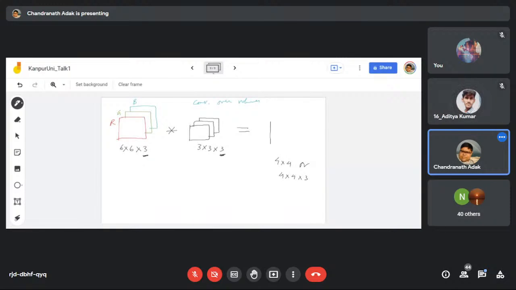Yes. Okay, what will be the output size? 4 cross 4 or 4 cross 4 cross 3? Okay. So it will be 4 cross 4. Okay, so how? That we need to know.